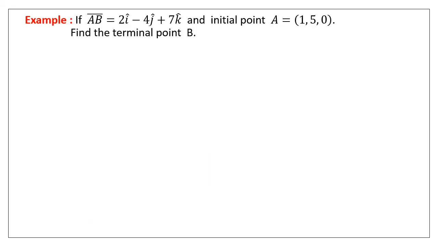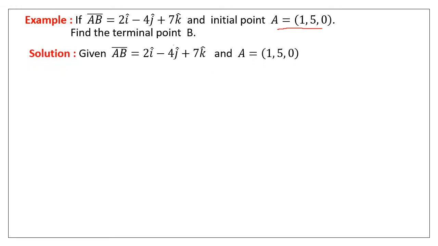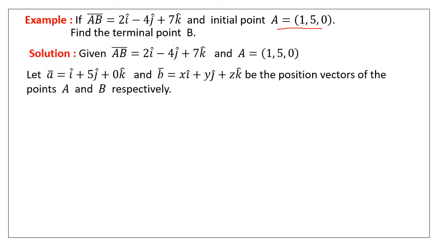Example, if AB bar equals 2I cap minus 4J cap plus 7K cap and initial point A is given as (1, 5, 0), then find the terminal point B. Solution, write down given things students. AB bar and A are given. Let A bar be I cap plus 5J cap plus 0K cap, and we have to find out the terminal point. So let B bar equals xi cap plus yj cap plus zk cap be the position vectors of the points A and B respectively.